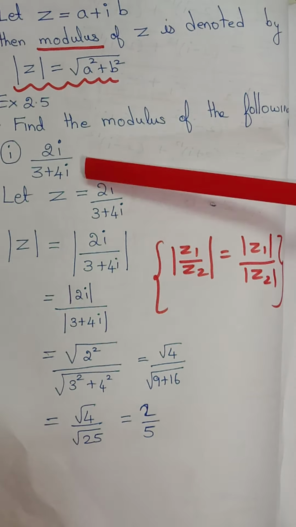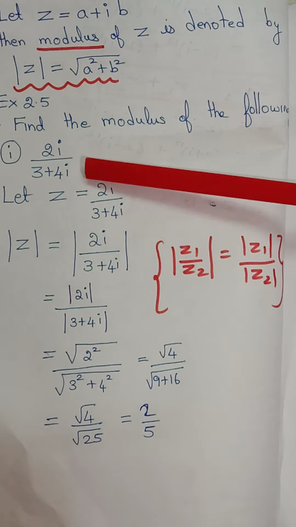We have seen the properties of modulus. In the properties of modulus there is a property: modulus of z1 by z2 is equal to modulus of z1 by modulus of z2. So if we have a fraction and we have to find the modulus, find the modulus of the numerator and the modulus of the denominator separately. So the same thing I am going to use here. So let me find the modulus of 2i, and the modulus of the denominator 3 plus 4i.